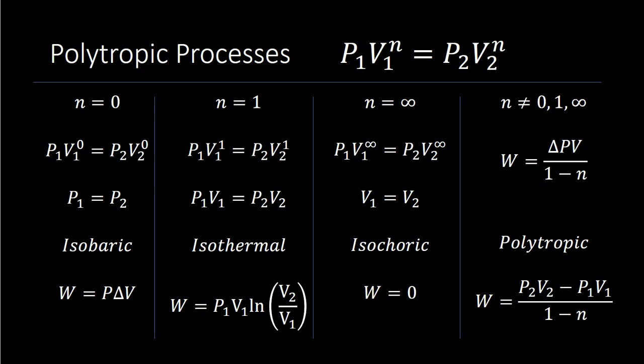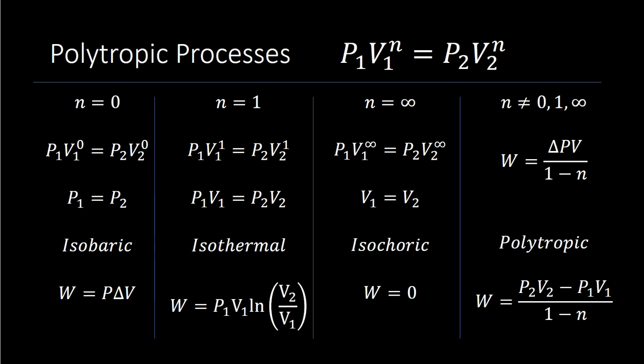And what that is, is any process where the following equation is true. At the start of a process, we have the product of pressure and volume raised to some n index, and whatever that equals is some constant, such that it also equals the pressure and volume multiplied together at the end of our process, where volume is still raised to some n index.